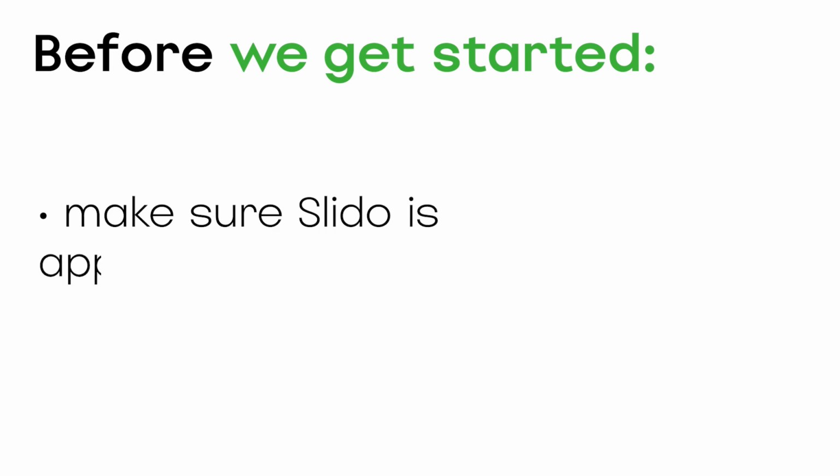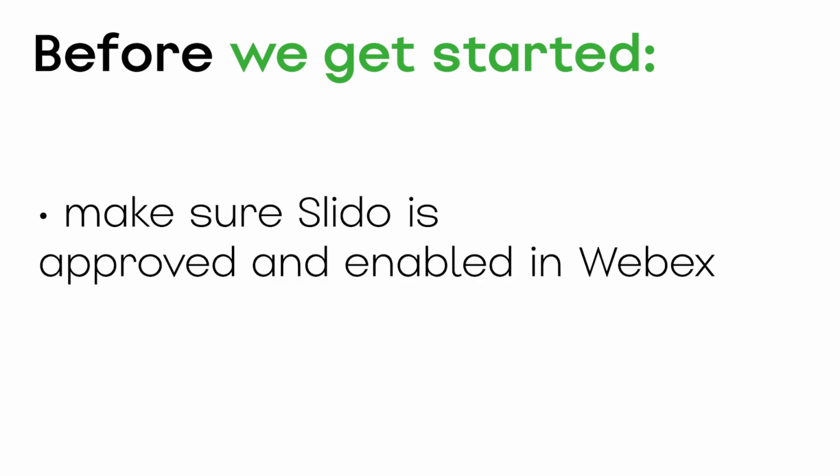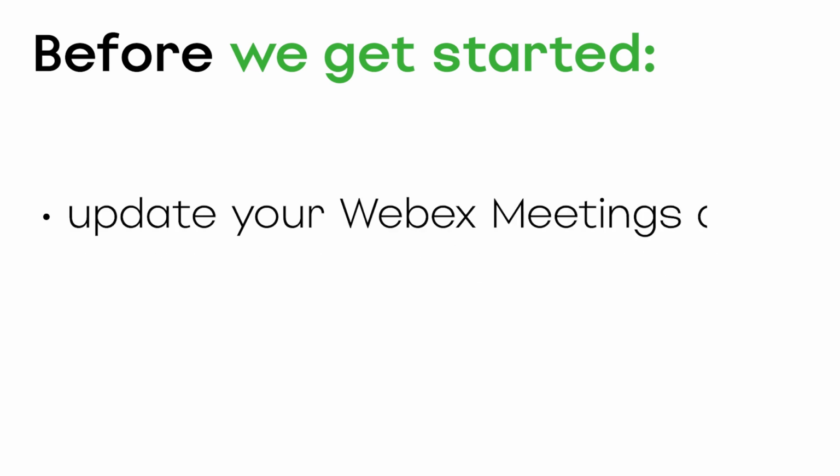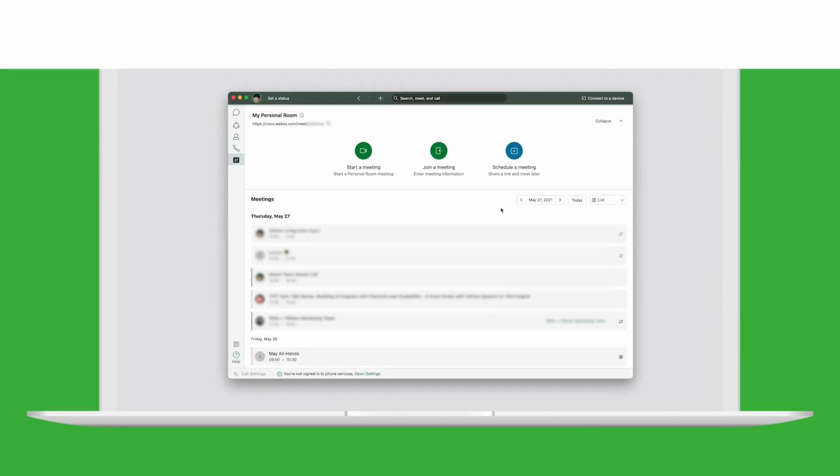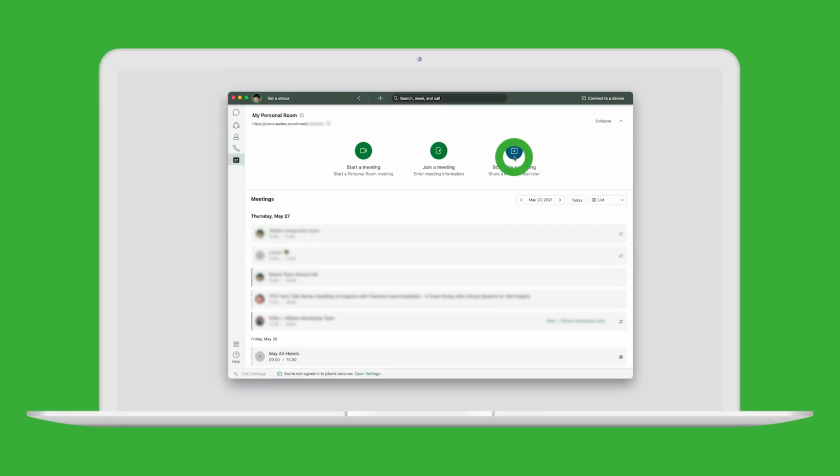Before you get started, make sure that Slido is approved and enabled in Webex by your system administrator. Update your Webex app to the latest version and ask your meeting attendees to do the same. Once that's taken care of, schedule a meeting using Webex, Outlook, or any other way that you prefer.